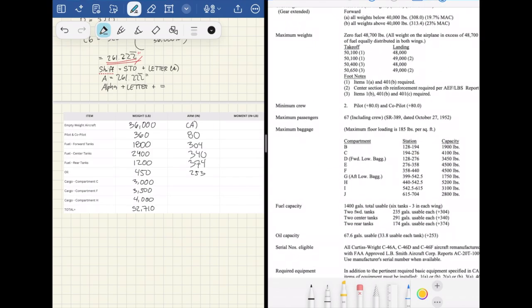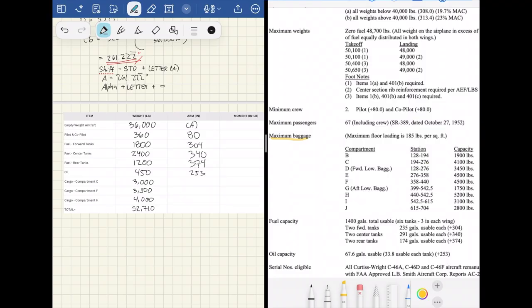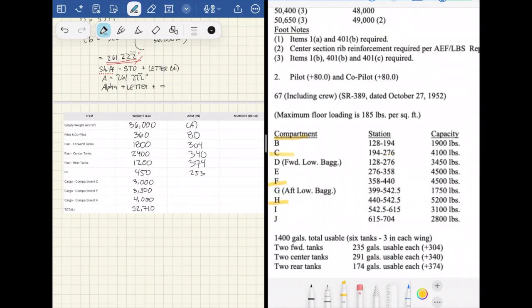And here we have under na maximum baggage, we have here the compartments. And sa ating given, we have compartment C, F, and H. Ngayon, nasaan yung mga R nila? Ito yung mga R nila guys. 1924, 2276 kay compartment C. Kay F naman, 358 to 440. And then H naman, 442, 542.5.